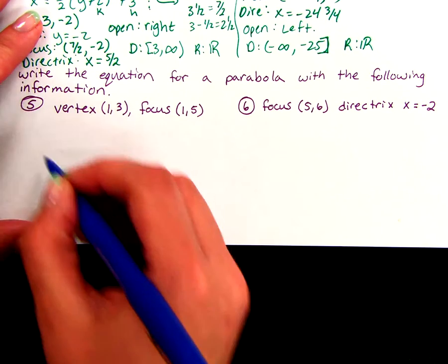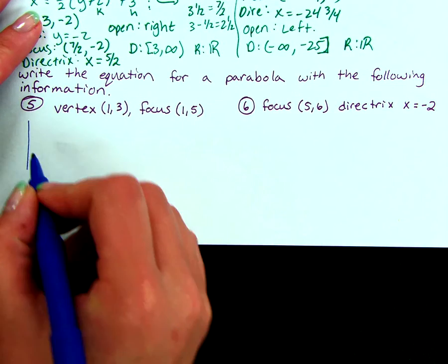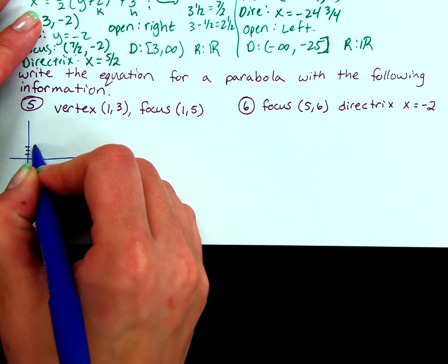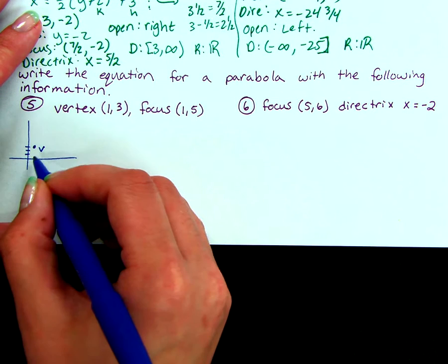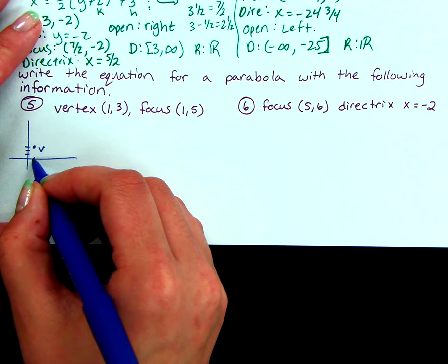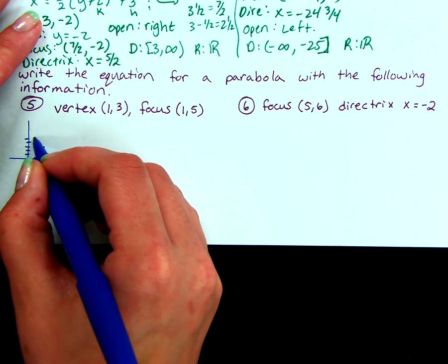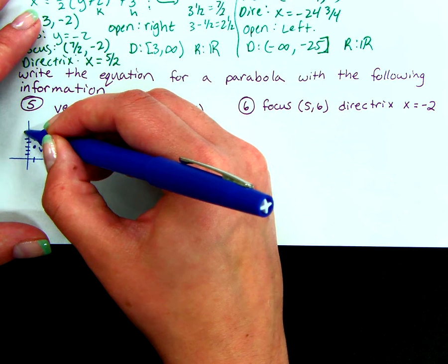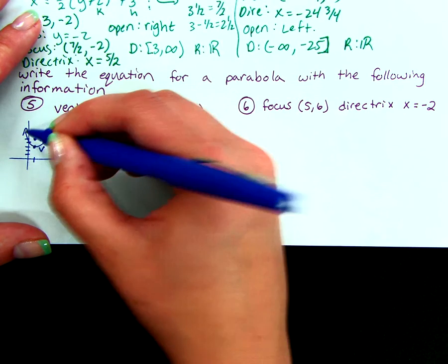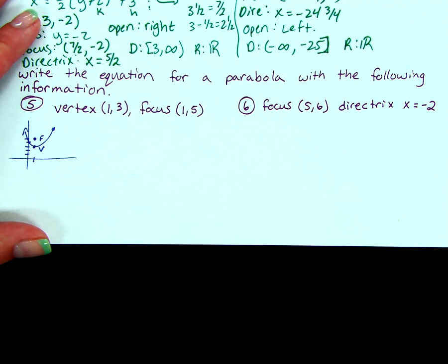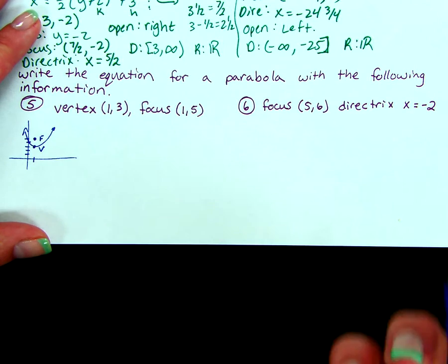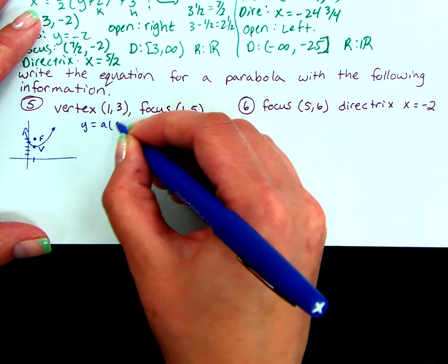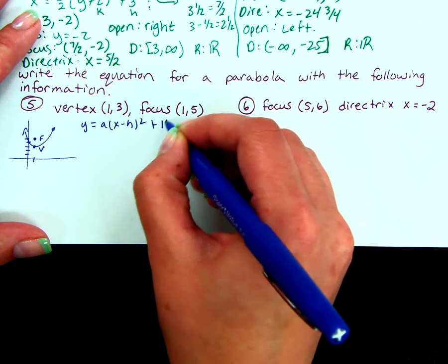If we make a small graph here, our vertex is at (1, 3). And then the focus is at (1, 5). Since the focus is above our vertex, we know that we're going to have a U-shape opening up. Since that's vertical, it's going to be in the form y equals a times (x minus h) squared plus k.